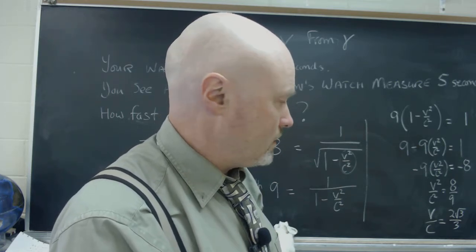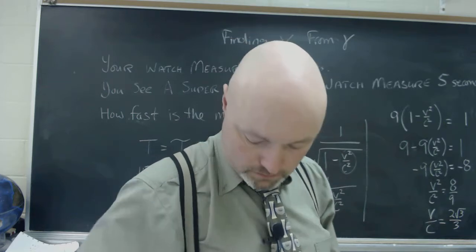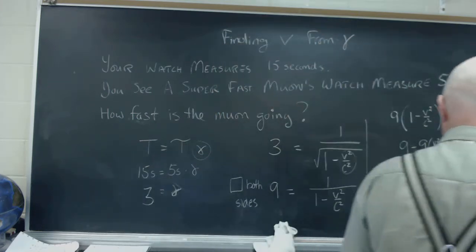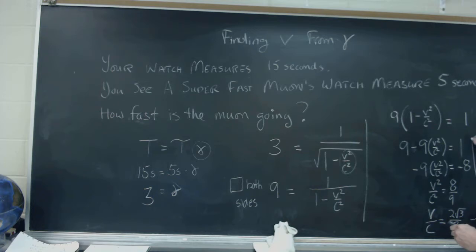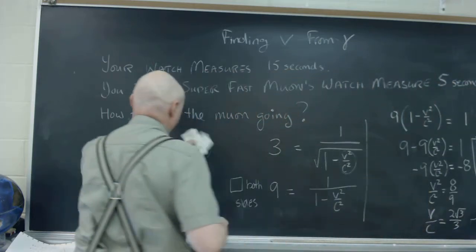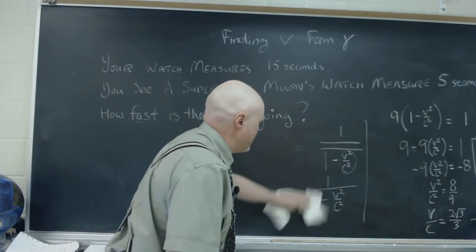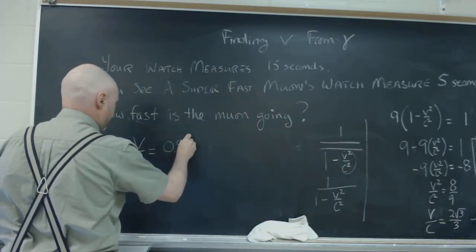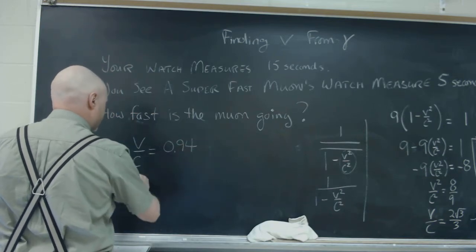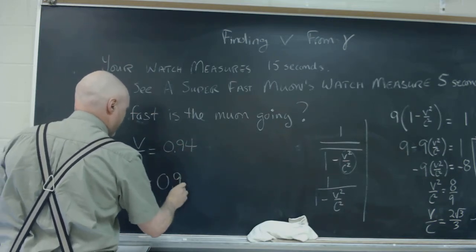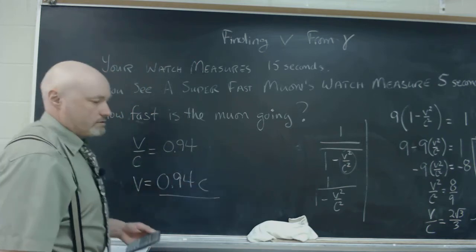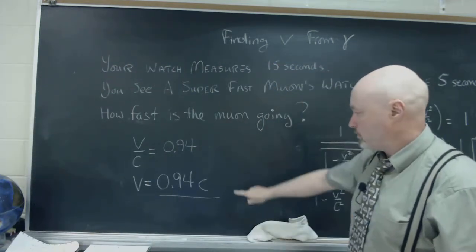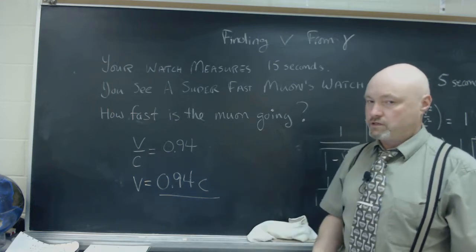Okay, and wow, this muon is traveling at 94% of the speed of light. So let's just finish this up over here. So v over c is equal to 0.94, and so v is equal to 0.94 c. So velocity as a proportion of the speed of light, 0.94 c in this case.